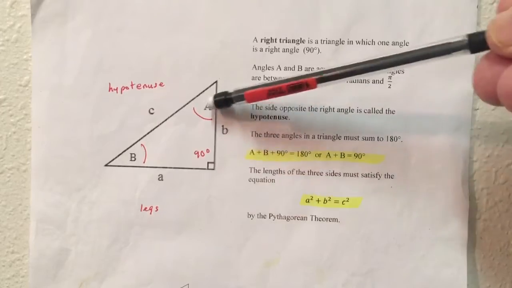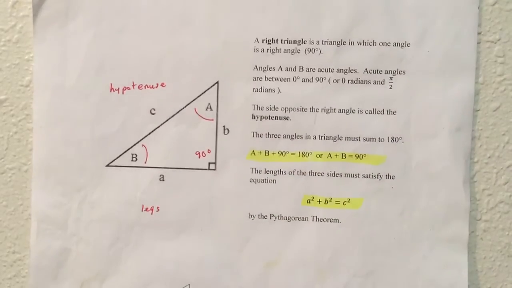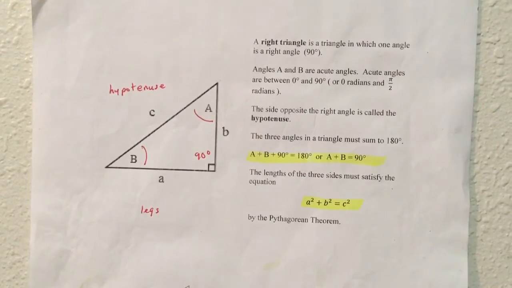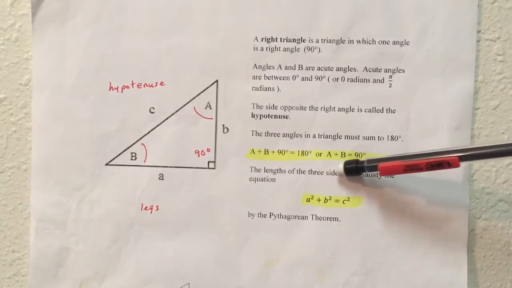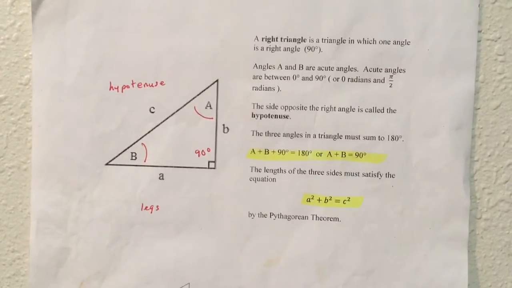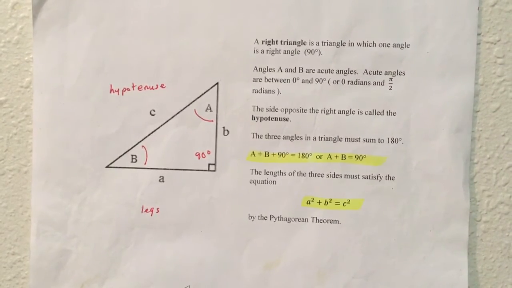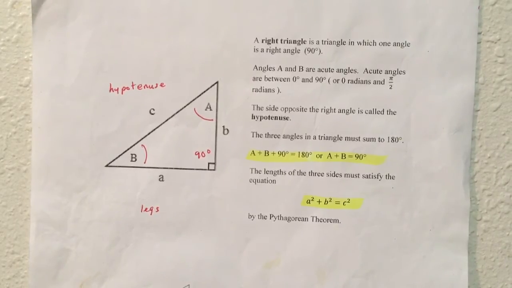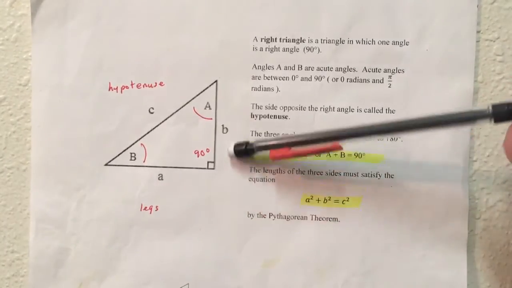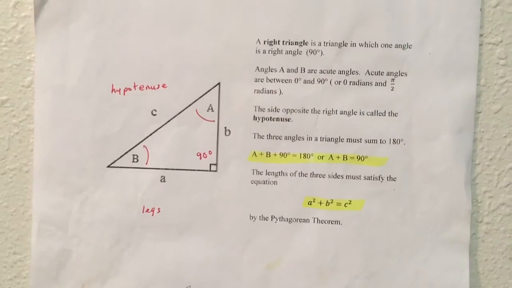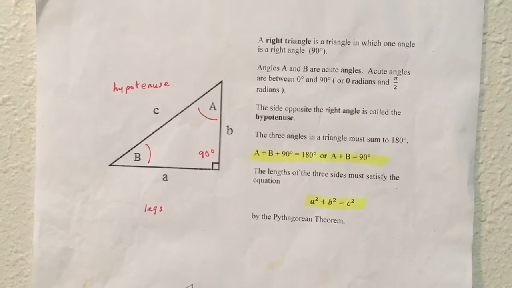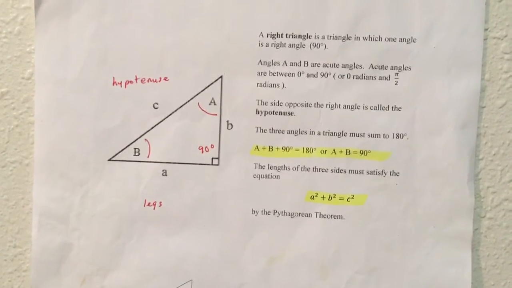In every triangle, the three angles have to add to 180 degrees. So that means the two acute angles, A and B, have to add to 90 degrees. And lastly, by the Pythagorean theorem, a squared plus b squared has to equal c squared in a right triangle.